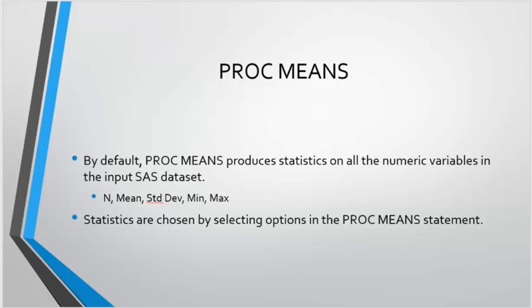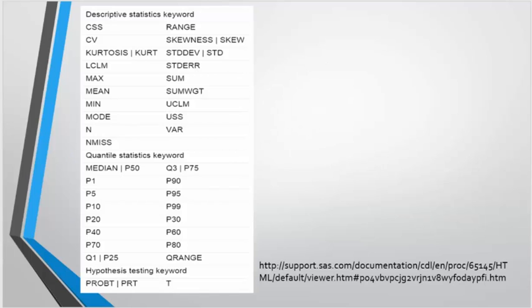The default output includes the number of non-missing values, the average, the standard deviation, the minimum, and the maximum. You can control which variables to include in the report using the VAR statement that I'll show you in a minute. The statistics that you want in your output are chosen by selecting options in the PROC MEANS statement.